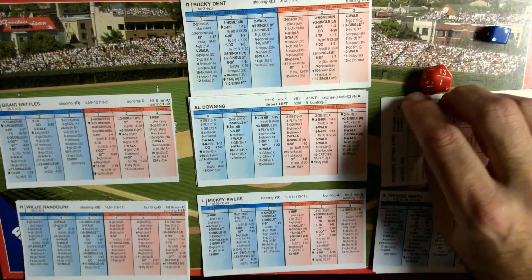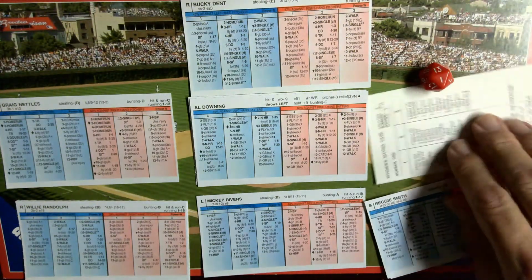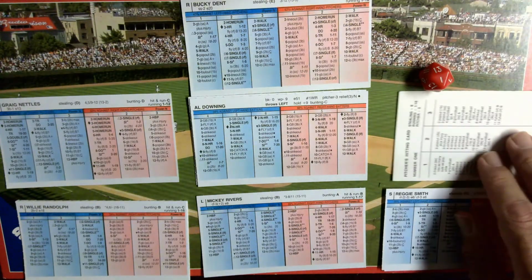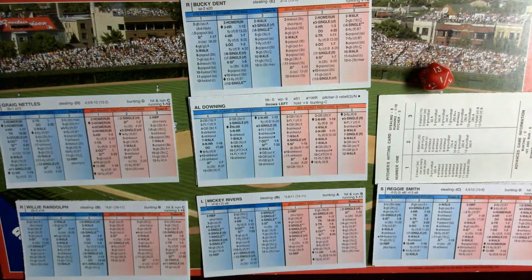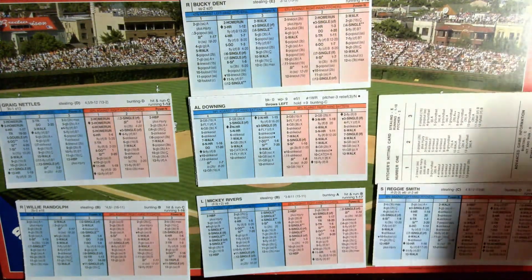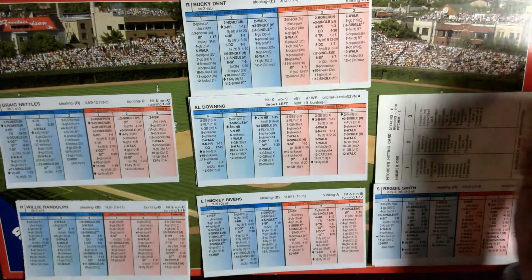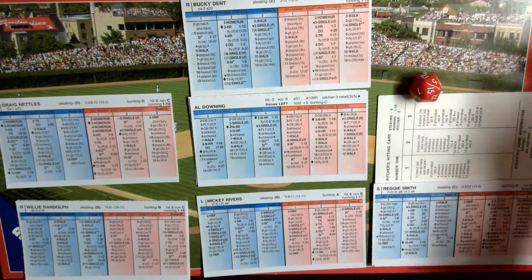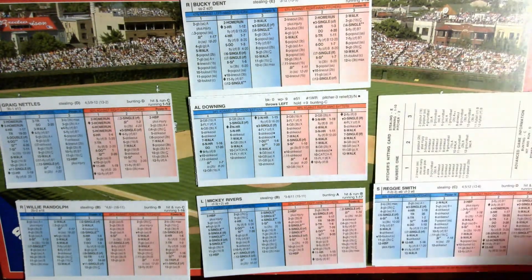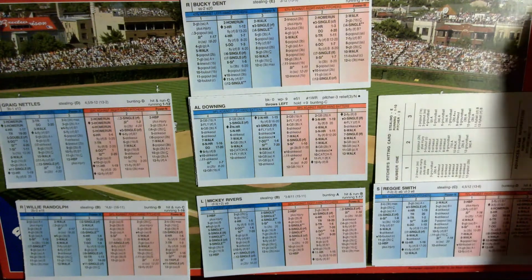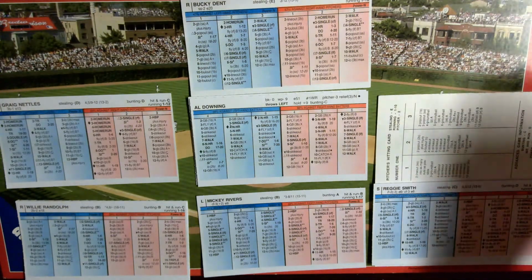Alright, so we'll ignore these 3 dice. Downing happens to have a wild pitch rating of 9. So on a 9 or less, a wild pitch occurs and Nettles will score. That's a 15. So there's no wild pitch. We'll re-roll the 3 dice with bases loaded, 1 out.